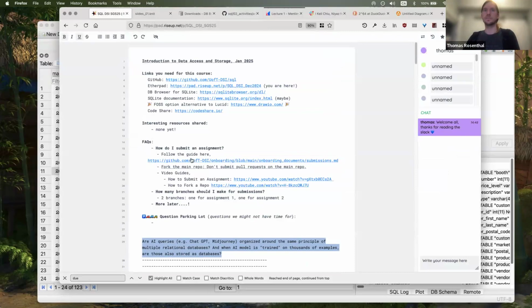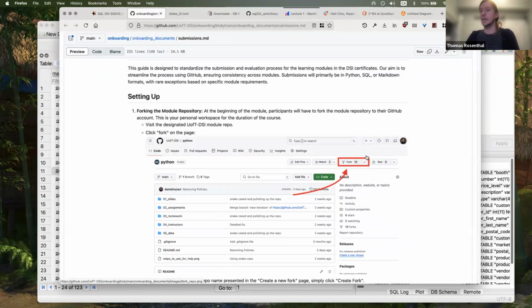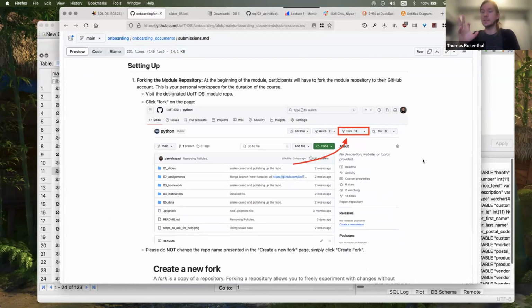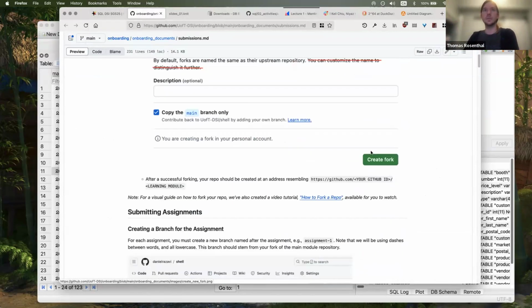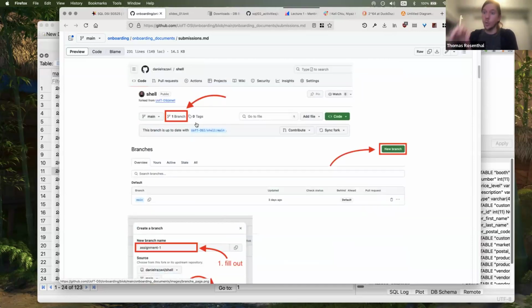At the top here, there's a guide on how to do submissions. Make your fork just as you did. One fork, with an assignment 1 branch and an assignment 2 branch. And then when you go through and do your pull request, just as you've done, you're making edits on your fork, not on the DSI SQL repository. Make sure you're doing it on your fork for your branch, assignment 1.